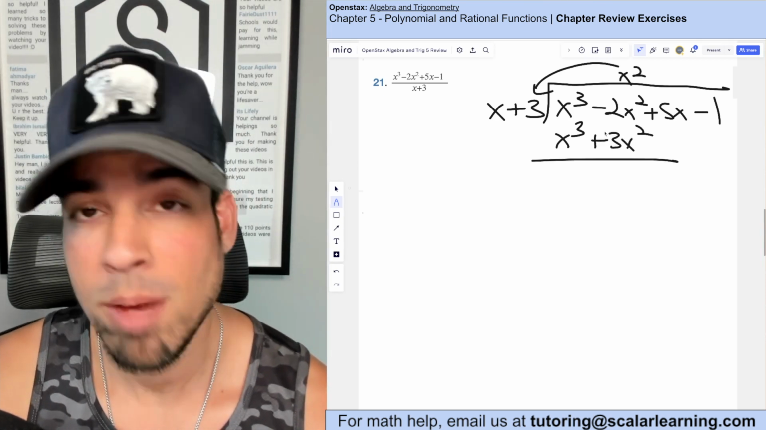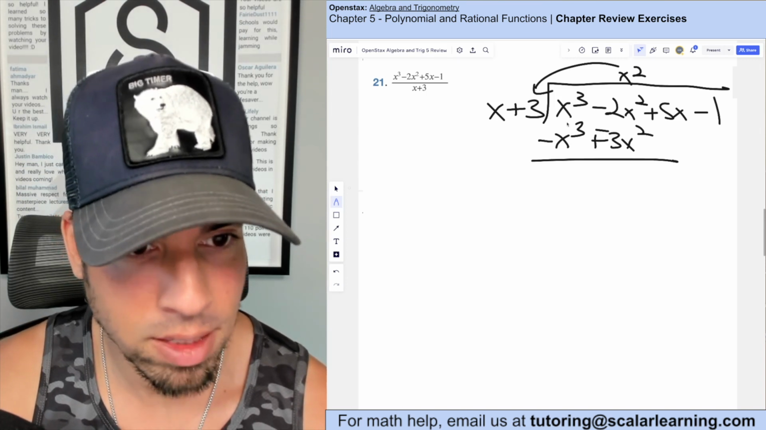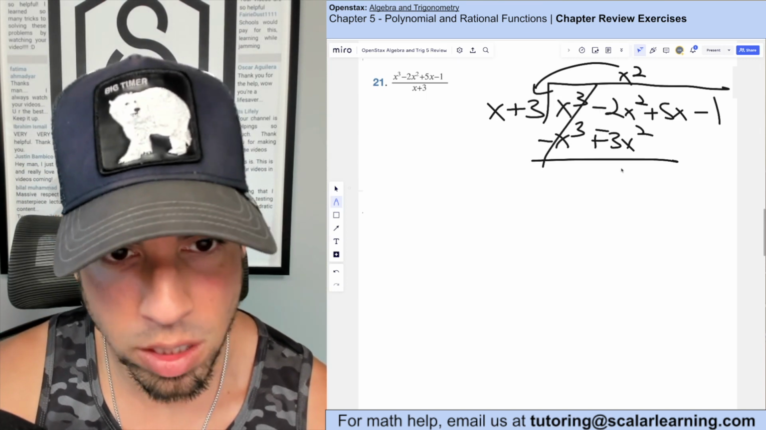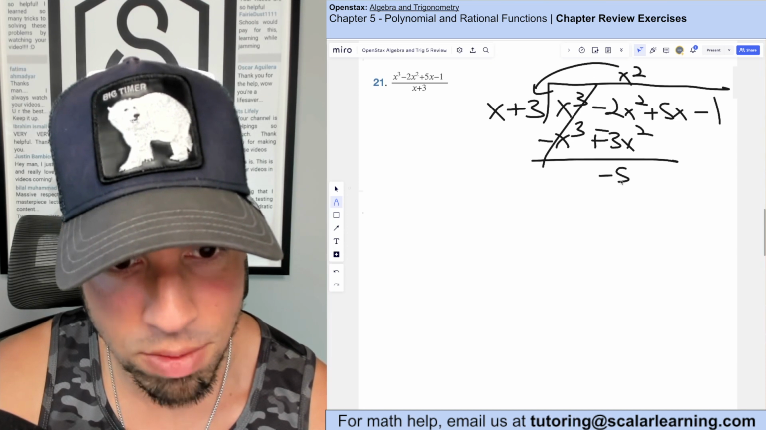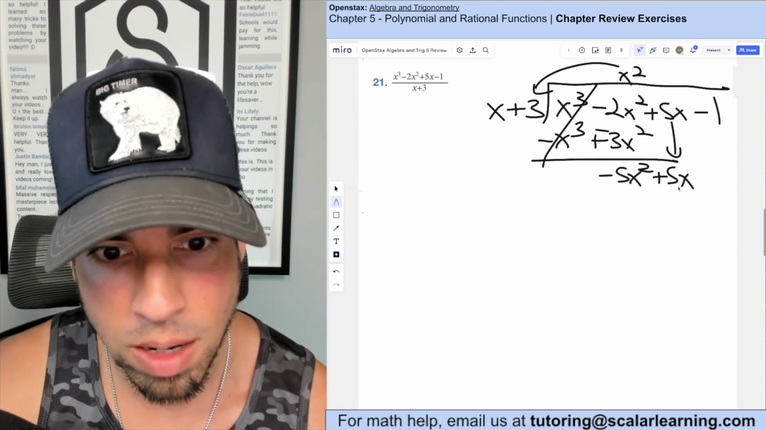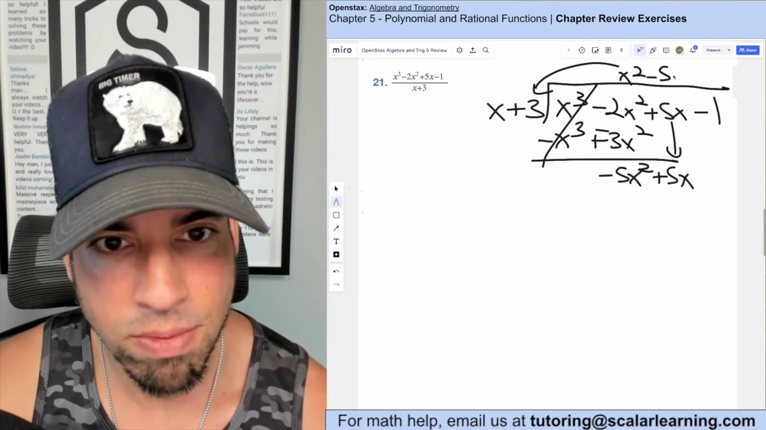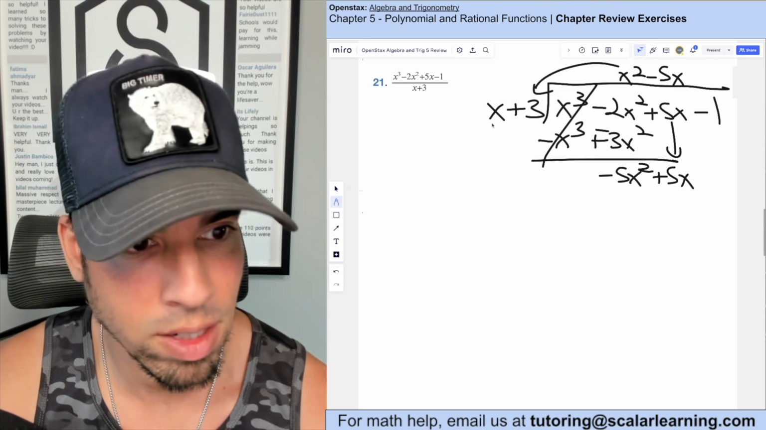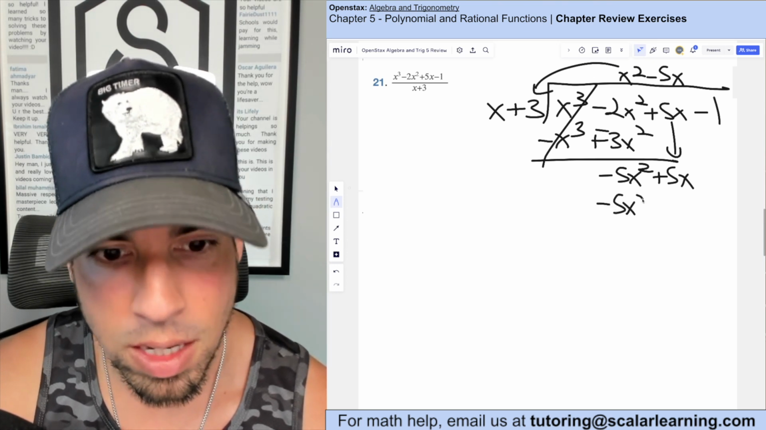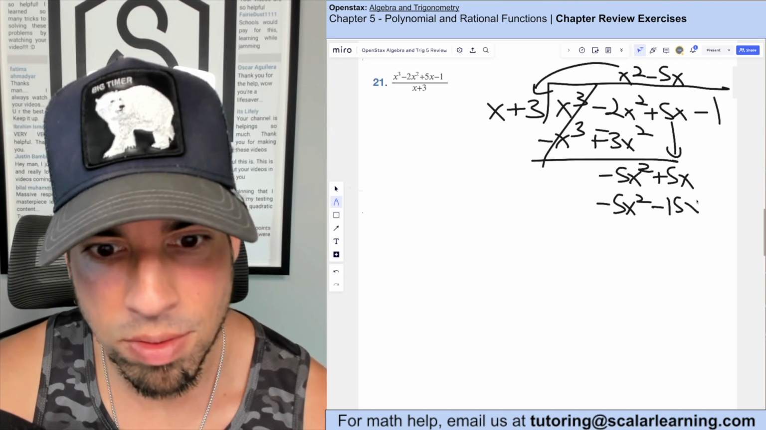Now we're going to subtract, but what I like to do is distribute a negative. So I say negate, negate, and then we add together. Those cancel. -2x squared plus -3x squared is -5x squared. Bring down that 5x. And then we say, how many times does x go into -5x squared? It goes in -5x times, because -5x times x is exactly -5x squared. And then that times the 3 gives me a -15x.